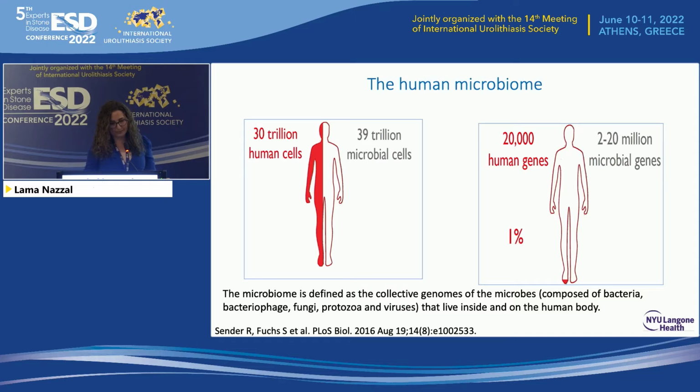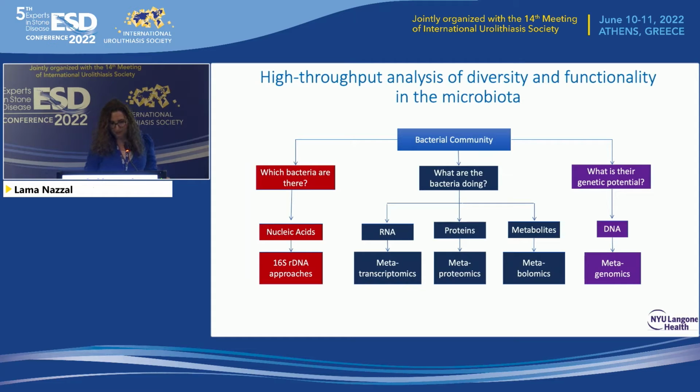So the microbiome is defined as the collective genome of the microbes. It includes the bacteria, the bacteriophage, fungi, protozoa, and viruses that live on and inside us. For the rest of the talk, I'm going to be focusing on the bacterial part of the microbiome, which we understand the most.